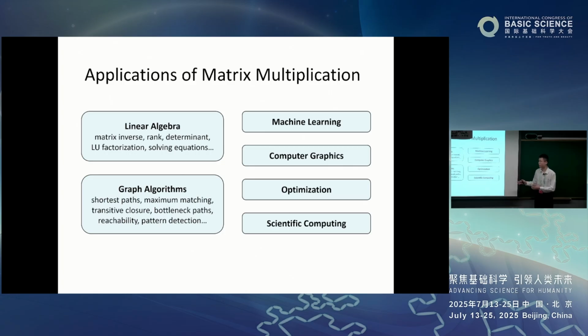This is largely because those fields of computer science tend to model their questions using the language of matrices, and therefore being able to multiply matrices becomes a basic need in those fields. So this is why people care a lot about matrix multiplication.